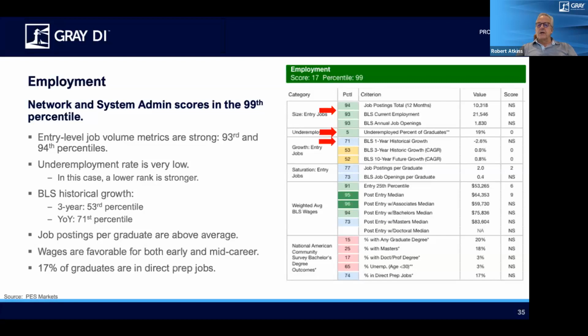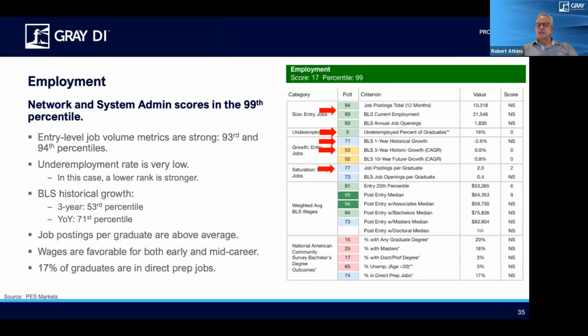In terms of growth, it's actually declining 2.6%. That puts it at the 71st percentile. Remember that on average, job postings are going down 20%. So it's not surprising to see that this one's going down, and it could be going down and still be doing better than the average program. Historic growth has been zero.